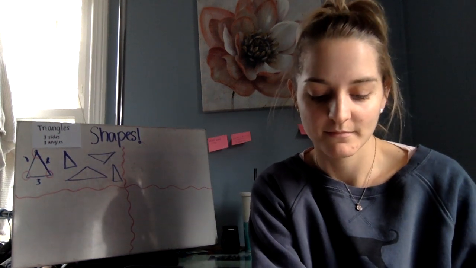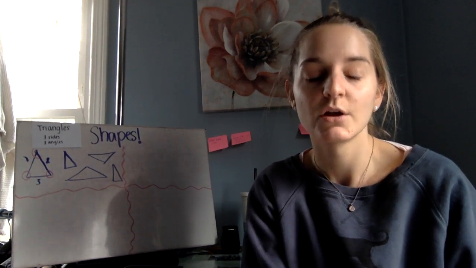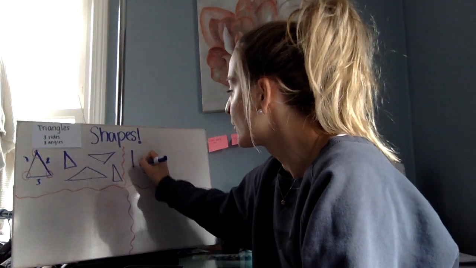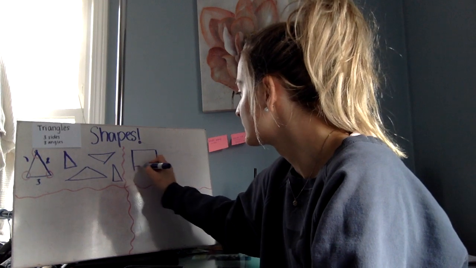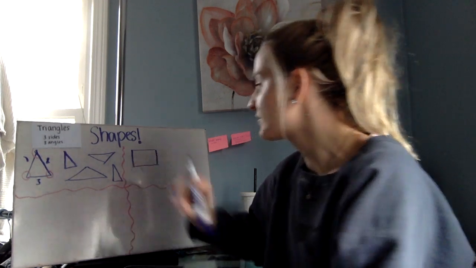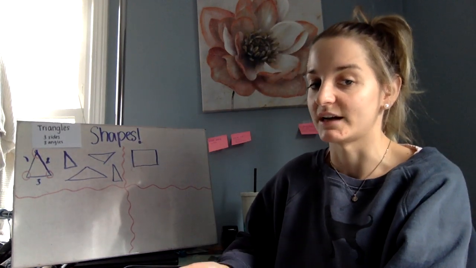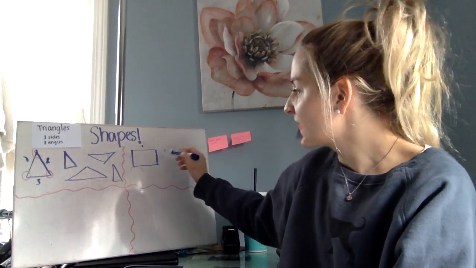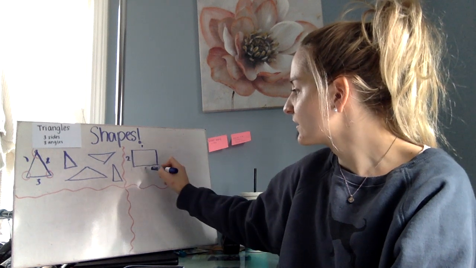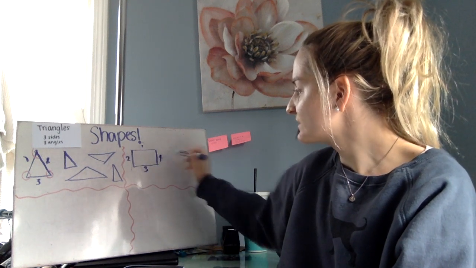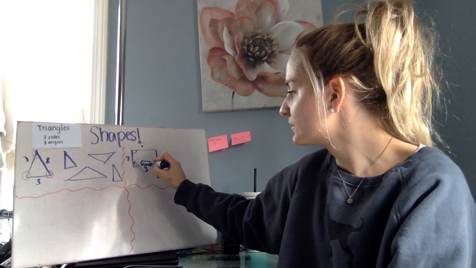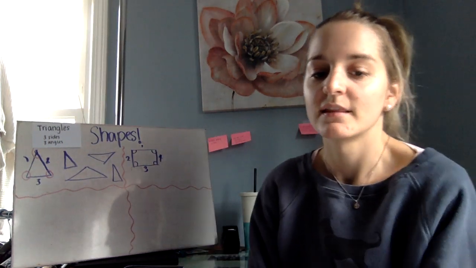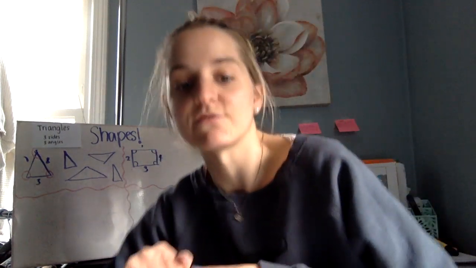Now, I'm sure you could guess, our next shape is going to have 4 sides. Let's start with a simple one. 4 sides, and if it has 4 sides, it's also going to have 4 angles. So let's just double check. 1 side, 2 sides, 3 sides, and 4 sides, and I have 1 angle, 2 angles, 3 angles, and 4 angles. Okay, so I know that this shape has 4 sides and 4 angles.